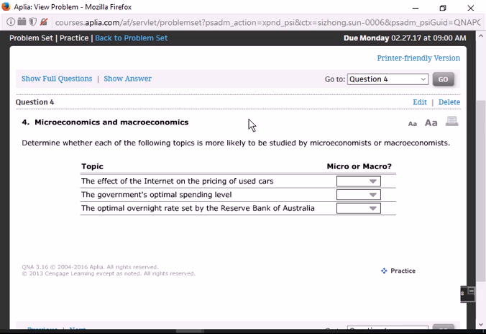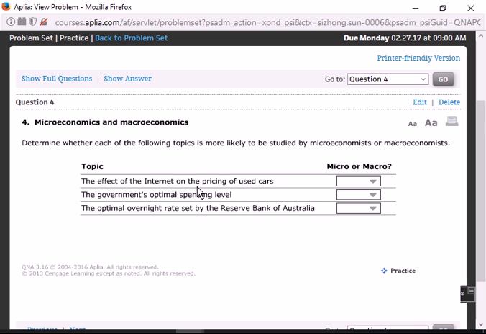Microeconomics and macroeconomics: determine whether each of the following topics is more likely to be studied by microeconomists or macroeconomists. We see that microeconomics looks at individual consumers and individual firms in the market, and macroeconomics looks at the economy as a whole. So that's the difference.